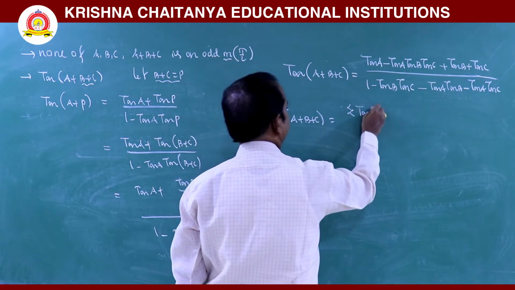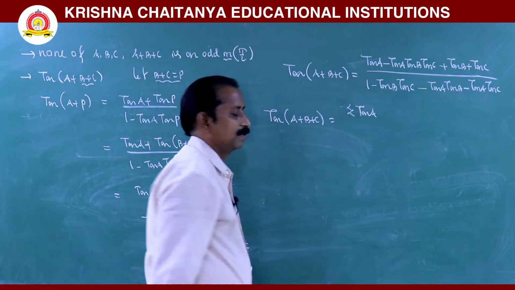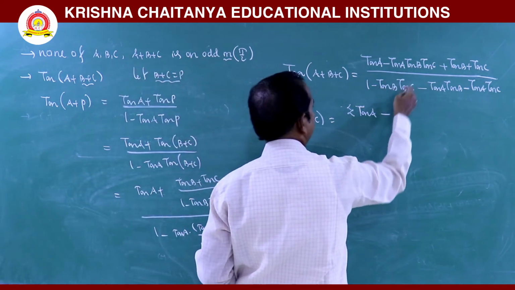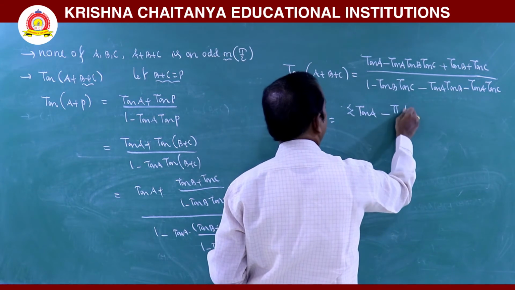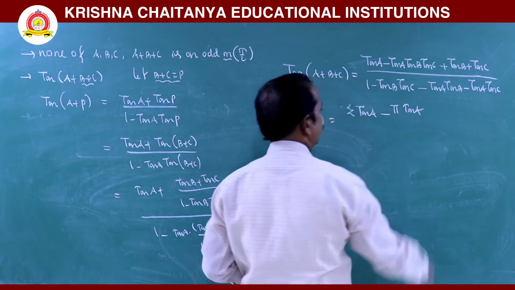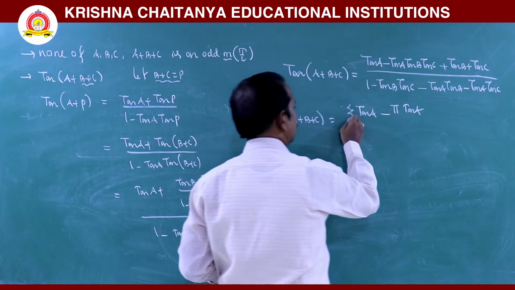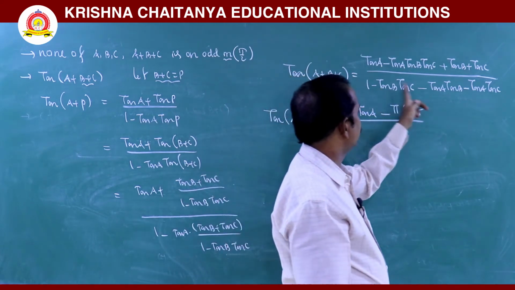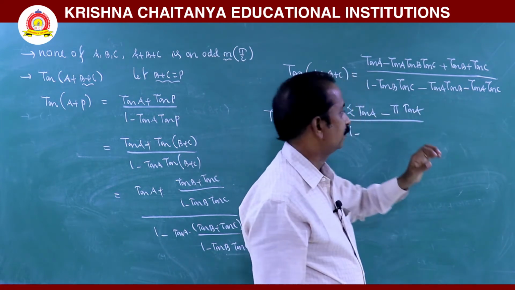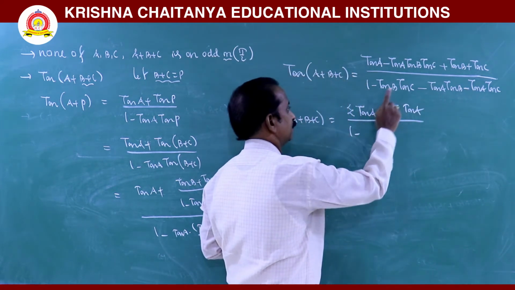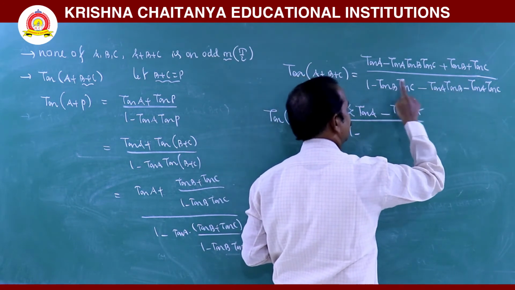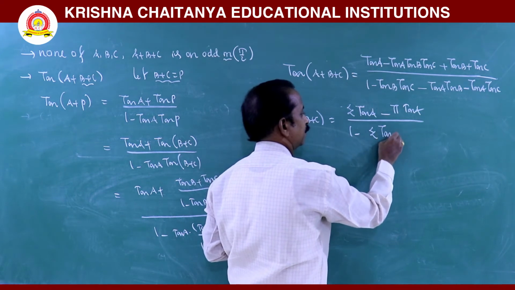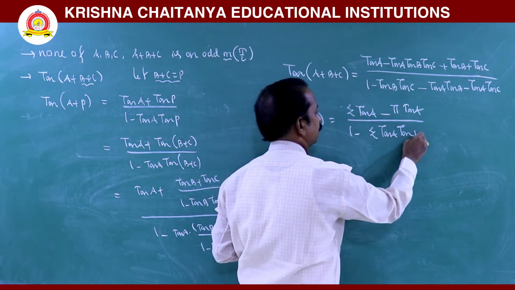So the sigma tan A expansion is nothing but tan A plus tan B plus tan C, minus tan A tan B tan C, which is pi of tan A, divided by 1 minus. In these three terms, minus is the common term: after taking minus, tan A tan B, tan B tan C, tan C tan A. So I can write simply sigma tan A tan B.